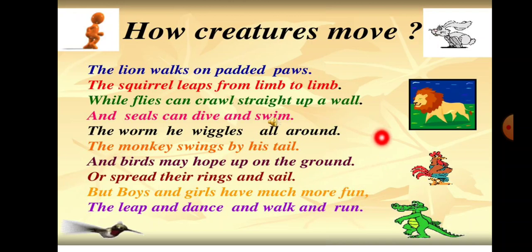Students, first of all, what is the meaning of creatures? Creatures means different kinds of animals, birds and insects. So this poem is about how different kinds of animals, birds and insects move.